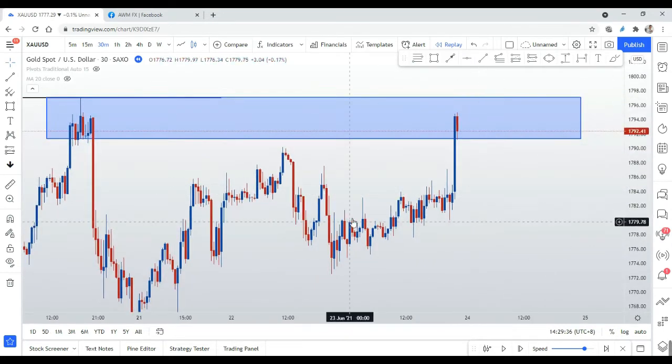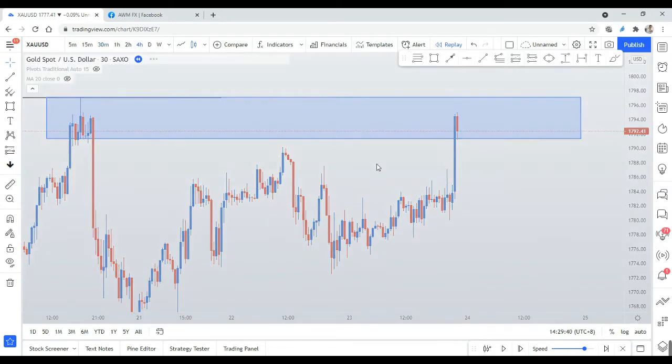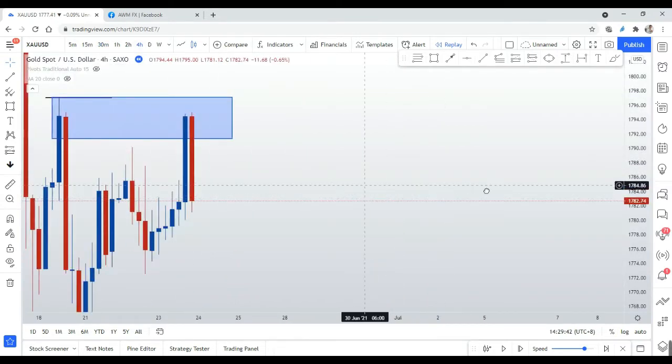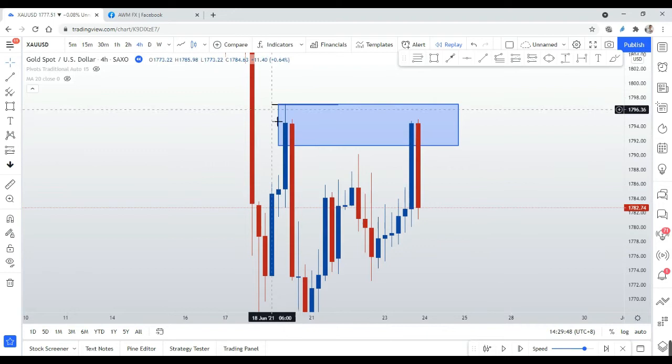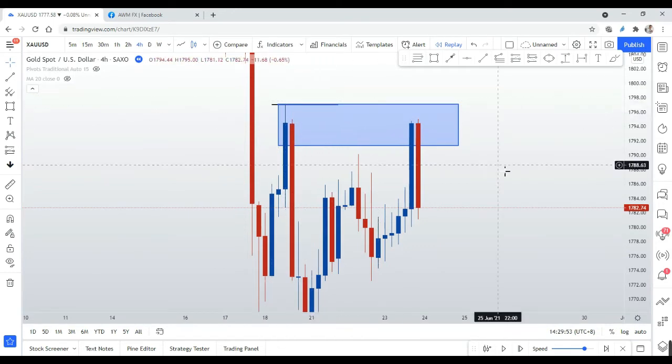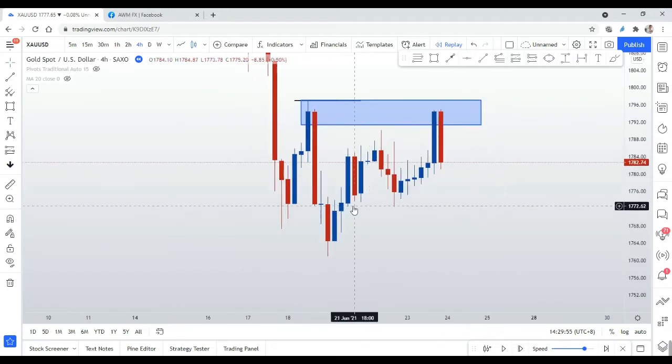Yes, it might be going uptrend in the lower time frame, but in the bigger time frame, it is not. I told you this is an important high. So as long as the price does not break this area, I'm still considering it's going downtrend.